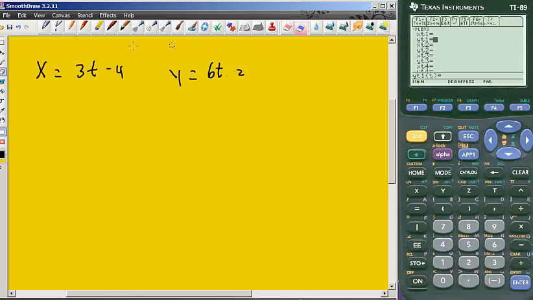And now the parameter here happens to be t. Okay, and t stands for time. This is the position of a particle in the y direction with respect to time. This is the position of the particle in the x direction with respect to time. And t is our parameter.